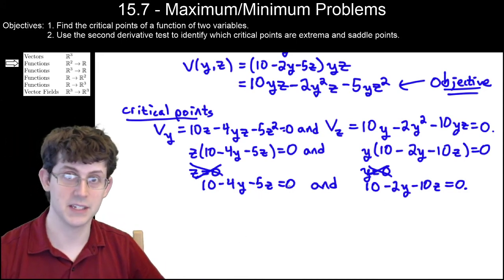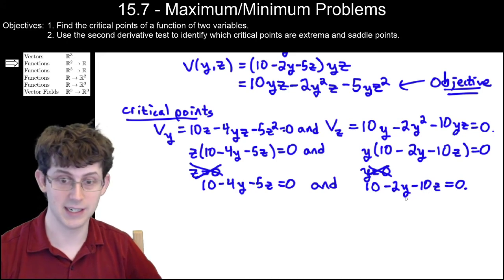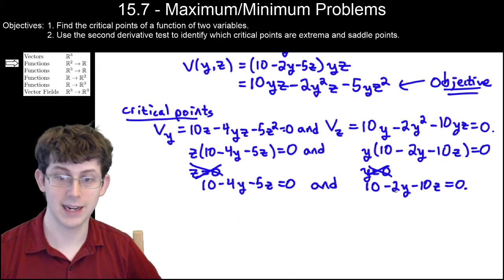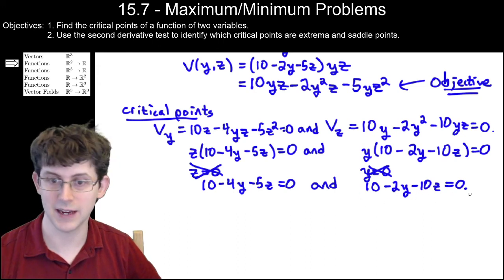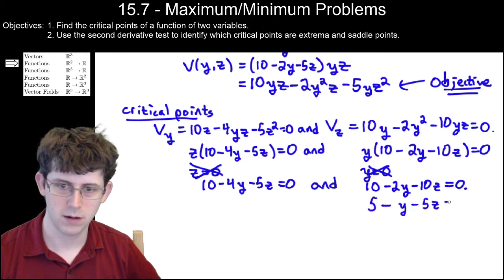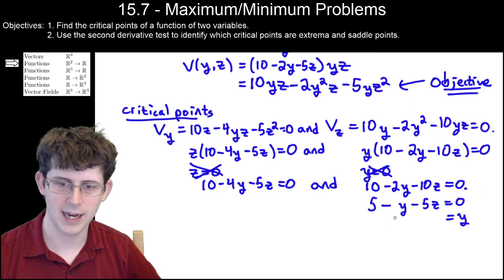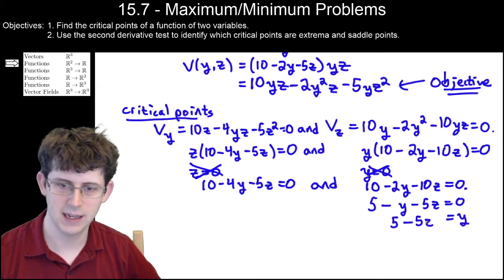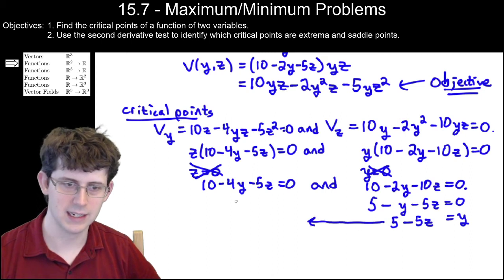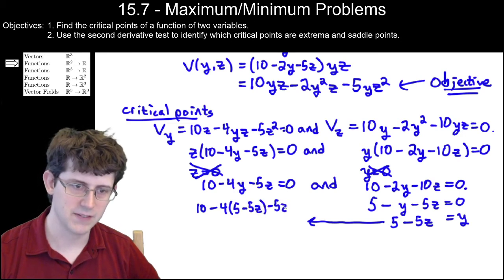The easiest way to solve a system of two variables is to solve for one and substitute it into the other. It looks like the easiest one to solve will be the right-hand one, solving for y, because I can divide both sides by 2. And then just solve for y by adding it over to the right side. So y is 5 minus 5z. And I can put that in this equation to get 10 minus 4 times (5 minus 5z), minus 5z equals 0.